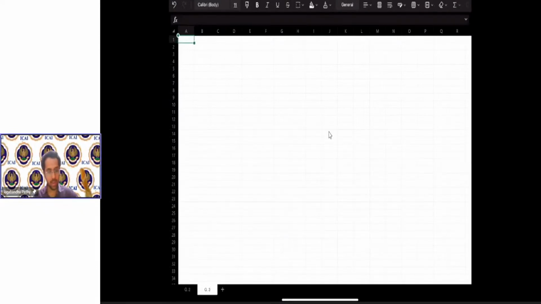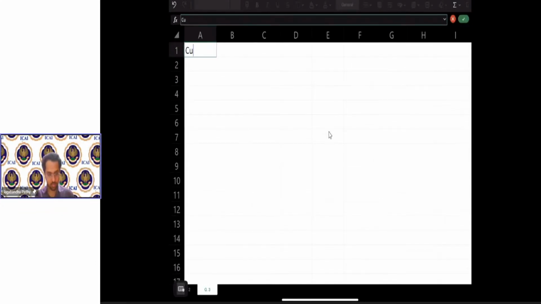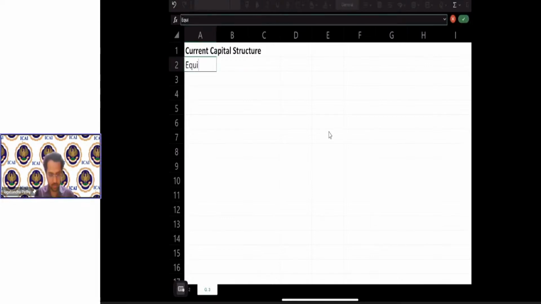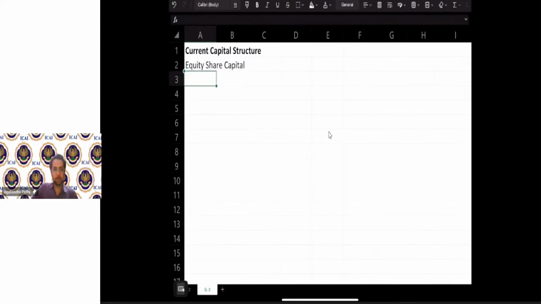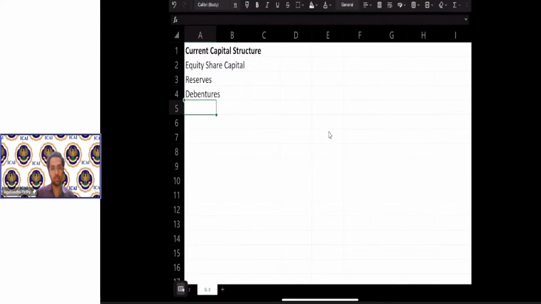what is my existing or current capital structure. So let's look at the current capital structure. Now, in the current capital structure, we have equity share capital. Then we have the reserves, then we have the debentures.